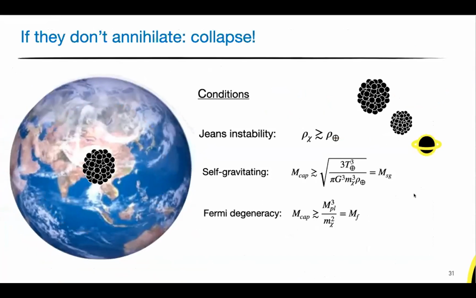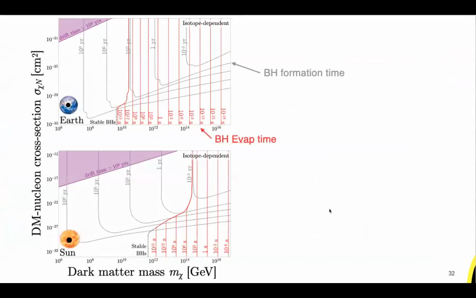And there are some conditions you have to satisfy in order to have the dark matter collapsing inside the Earth. You have to form enough dark matter in there that it becomes self-gravitating. The dark matter fundamental mass has to be large enough that it would collapse even under its own Fermi degeneracy pressure in the case that it's a fermion. But you can form a black hole. The black hole formation time depends on the dark matter nucleon scattering cross section and the dark matter mass, and whether you're sitting, for instance, inside the Earth or the sun.